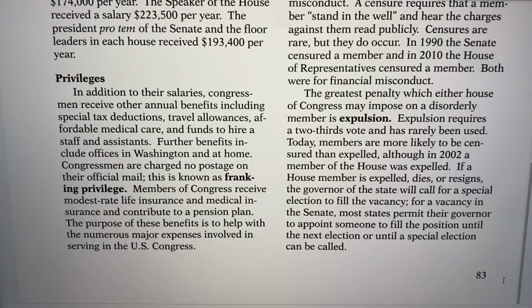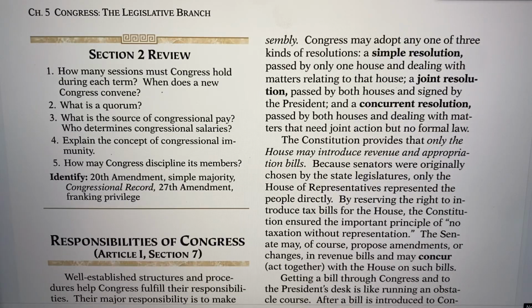So this section is very short. The last section was very long, huh? So let's just go over the section review here. It says, how many sessions must Congress hold during each term? Two sessions, two sessions for two years. So you have one session a year, right? When does the new Congress convene?